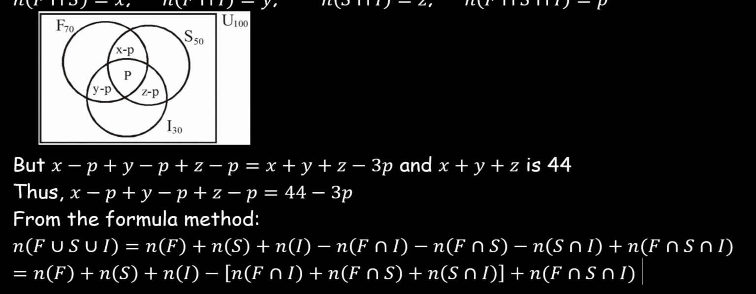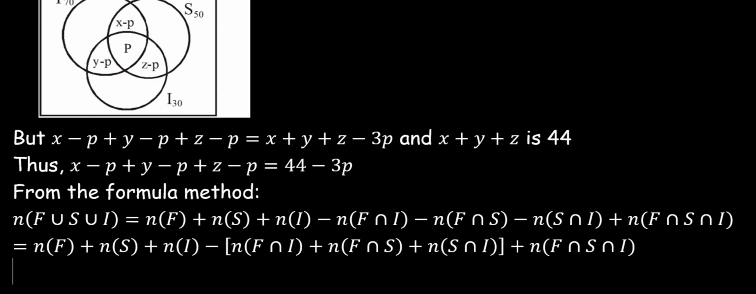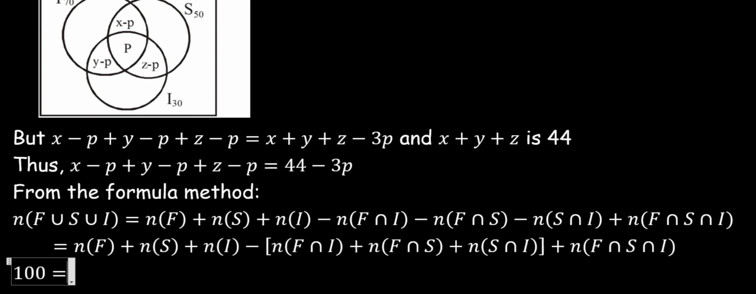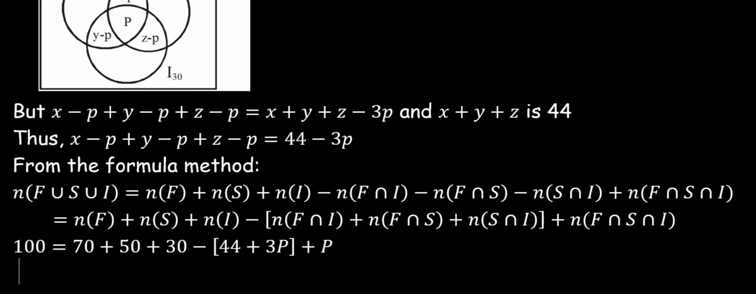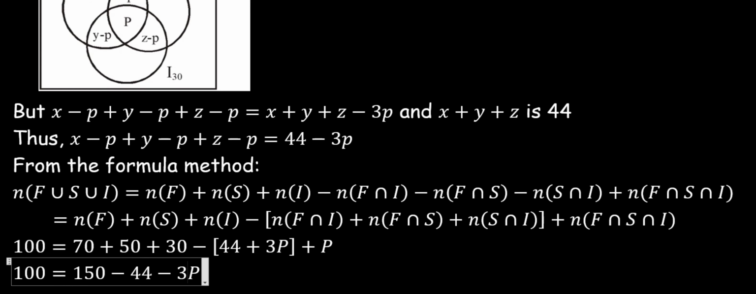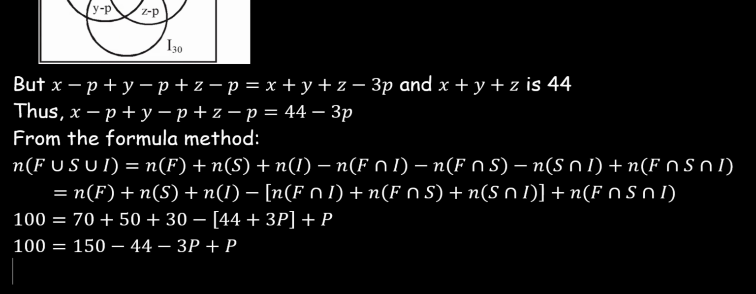We know that n of F union S union I is the same thing as the universal set, which is 100, equals 70 plus 50 plus 30, which are the values given earlier, then minus bracket 44 plus 3p, bracket close, plus p. Opening up the bracket, we have 100 equals 150 minus 44 minus 3p plus p. Simplifying further, we have 100 equals 106 minus 2p.